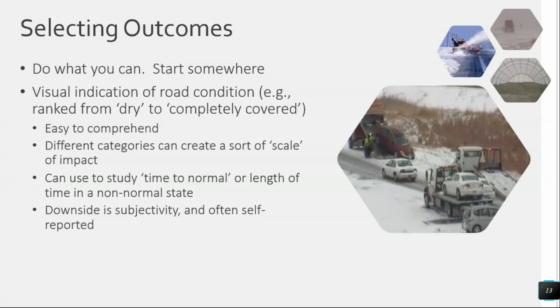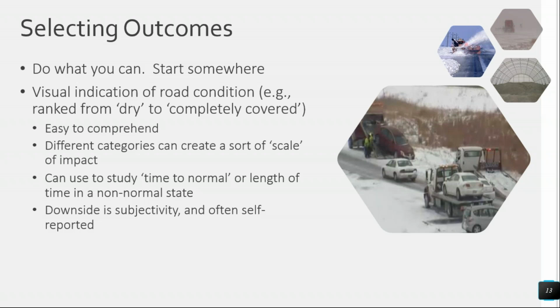Things such as, what was the road surface? Is it dry? Is it completely covered? Is it partially covered? What's it covered with? You might have a condition that says, okay, it's snow or ice. You might just have a road condition that says, is it normal or not? Here in Iowa, we have a visual indication of road condition that we have to record, and it's time to normal or time to wheel path.